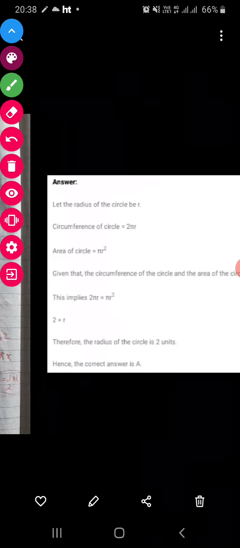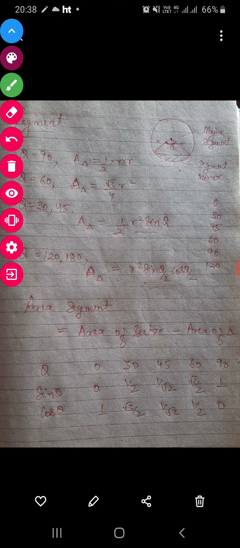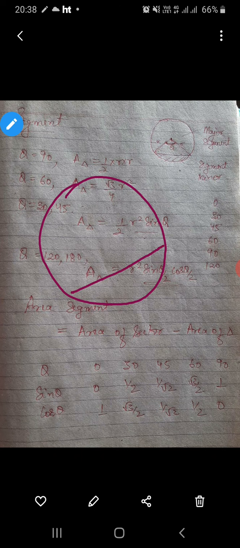Now class, moving to the next, the area of the segment. So class, you all know what is a segment. Segment is, if we have a circle like this and if we join a chord like this, then this is forming a segment. This is again a minor segment and this is again a major segment. If we say simply segment, then this is only the segment. If they specify major segment, then this is the major segment.